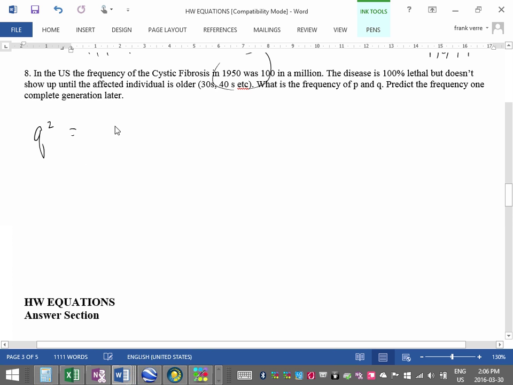So we do, okay, what's q squared? 100 over 1 million. There's our 6 zeros. And we solve for q. So what's q? What's the square root of 1 over 1,000? 0.0 what? Is it 0.03? No. 0.03? 0.03?